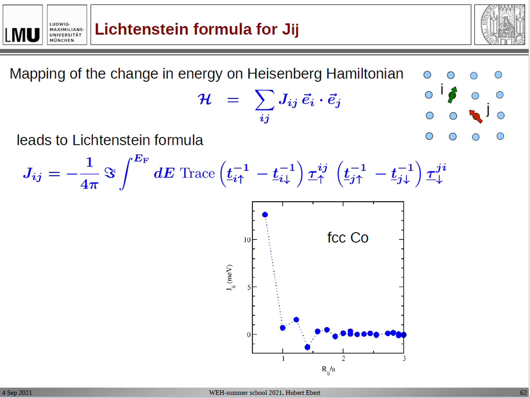So these are no more adjustable parameters that way. You can really deduce them from your band structure calculation using the Green's function in terms of the scattering path operator. You get an explicit expression for these exchange coupling parameters, and this is called in the literature the Lichtenstein formula or something similar. And you see results here for FCC cobalt as a function of the distance between two atoms. So this is now really standard, this type of calculation, but I would say it's a very nice example of what can be achieved that way.